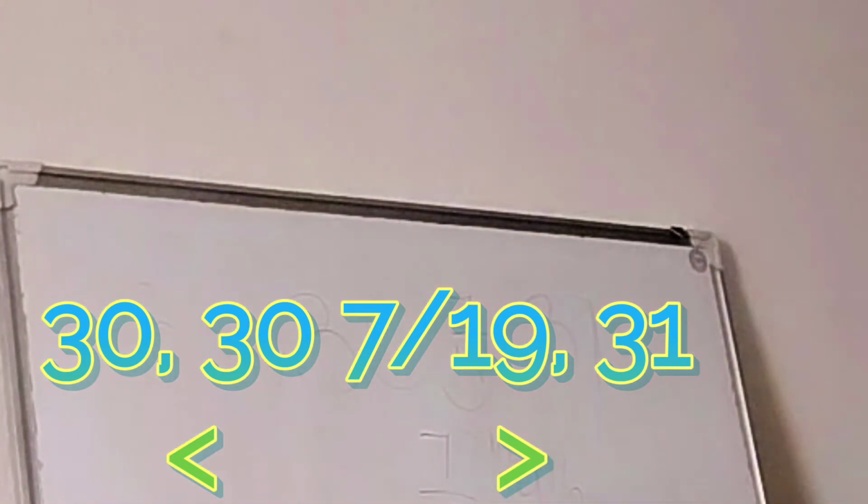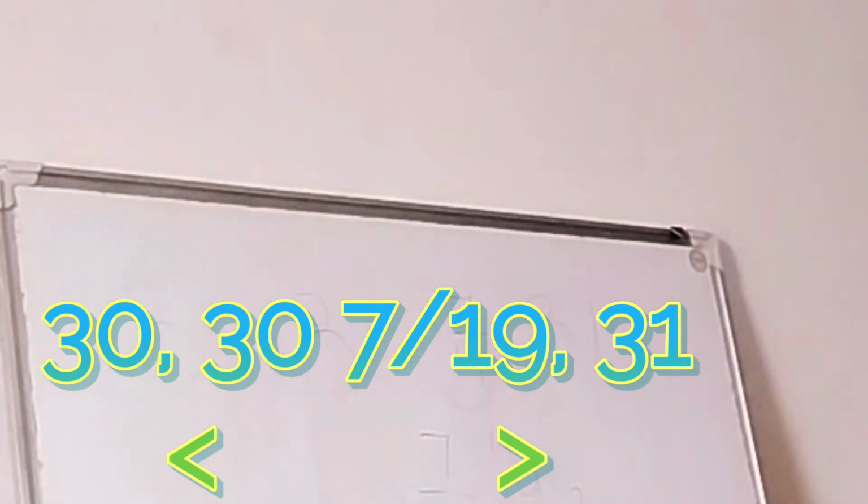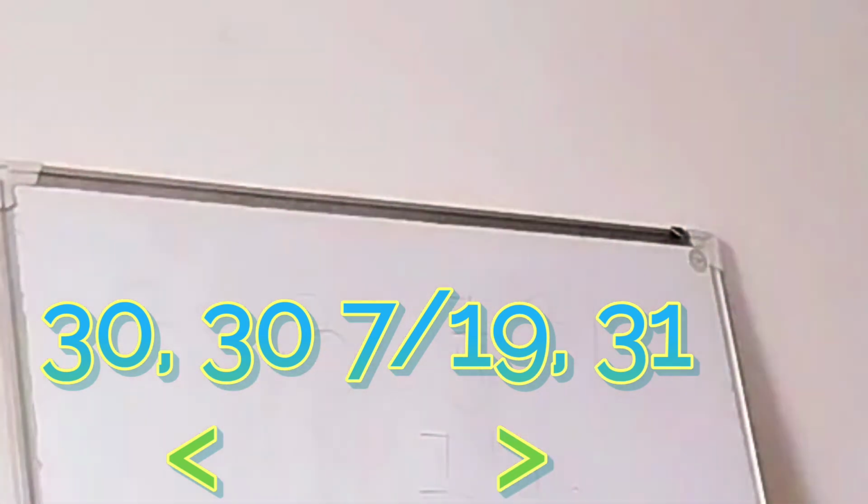So since 7 is less than 9 and a half, that means this fraction is less than half. That means the nearest whole number will be 30. So what's the option? B. 30.